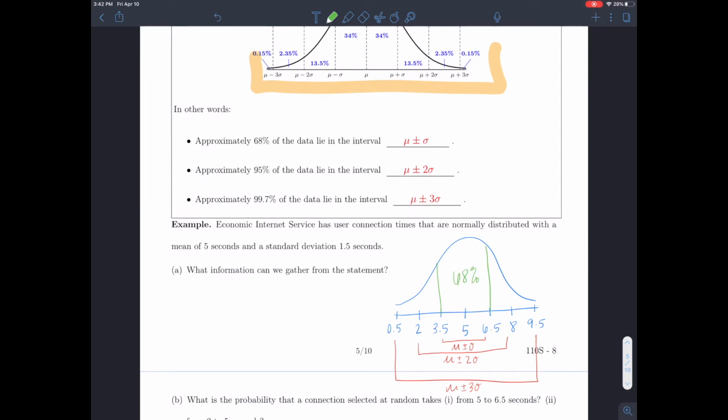And this is not a good curve. It's not symmetric, but that's okay. The percentage is still going to be true, right?